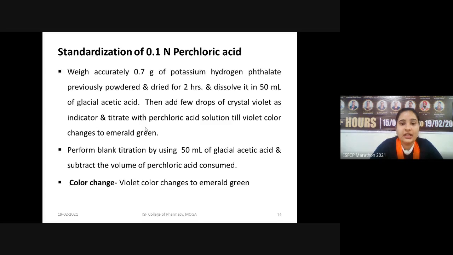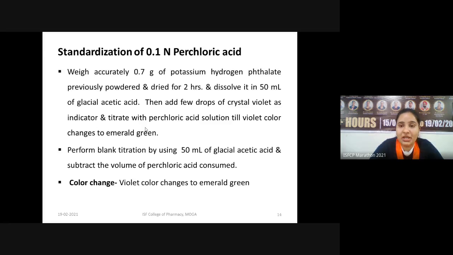Then we will be adding a few drops of indicator. The indicator which is used here is crystal violet, and we will titrate it with perchloric acid. We will titrate it with the perchloric acid till the violet color changes to emerald green. So we will be performing the titration till the color changes from violet to a greenish color. Next we will be performing the blank titration by using 50 ml.